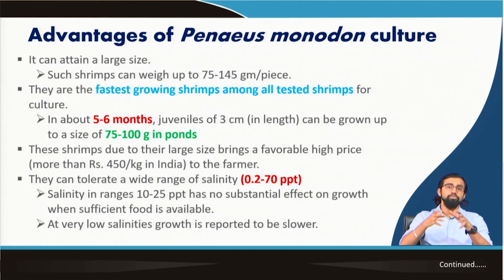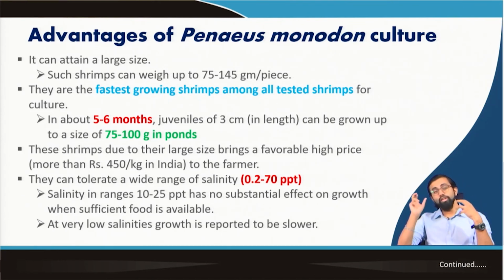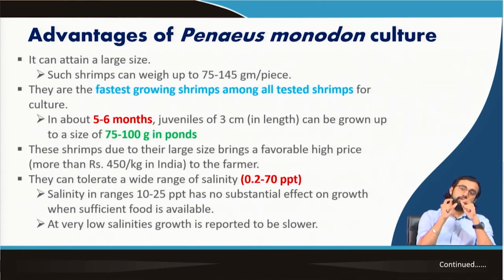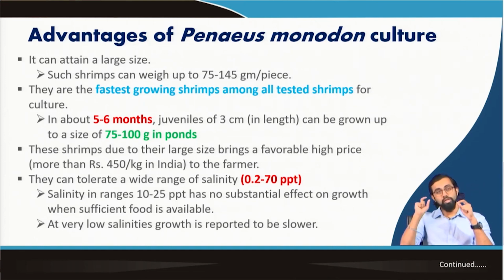What are the advantages of Penaeus monodon culture? It can attain a very large size. The stream can weigh up to 75 to 145 gram per piece, and they are the fastest growing streams among all the tested streams for culture. Juveniles of around 3 centimeter in length can be grown up to 75 to 100 gram in ponds within 5 to 6 months.